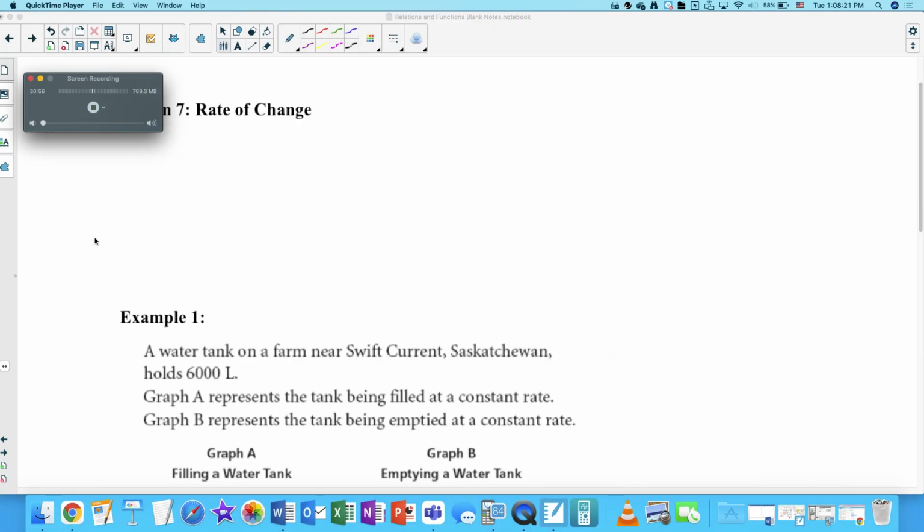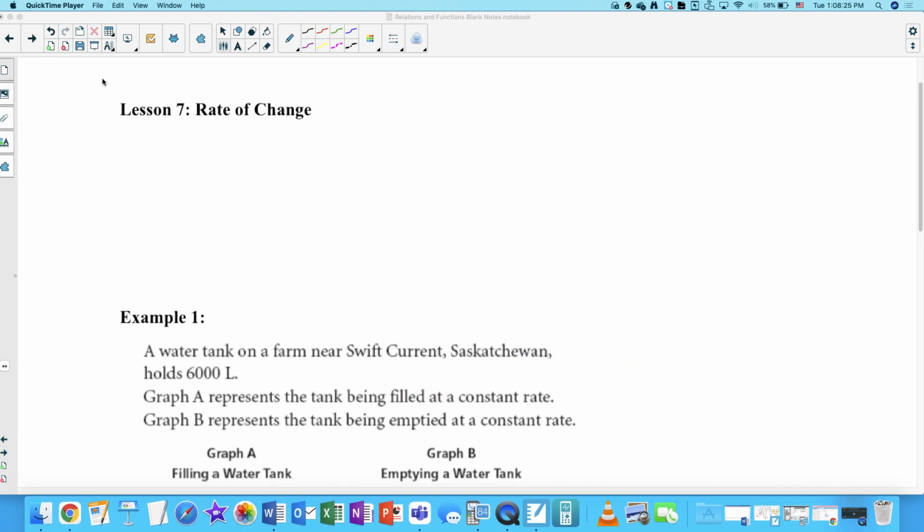Rate of change. So we talked about linear relations. When you have a constant change in the independent variable, it results in a constant change in the dependent variable. And the rate of change of a linear function is the amount of change in the dependent variable per 1 unit of change in the independent. Okay?